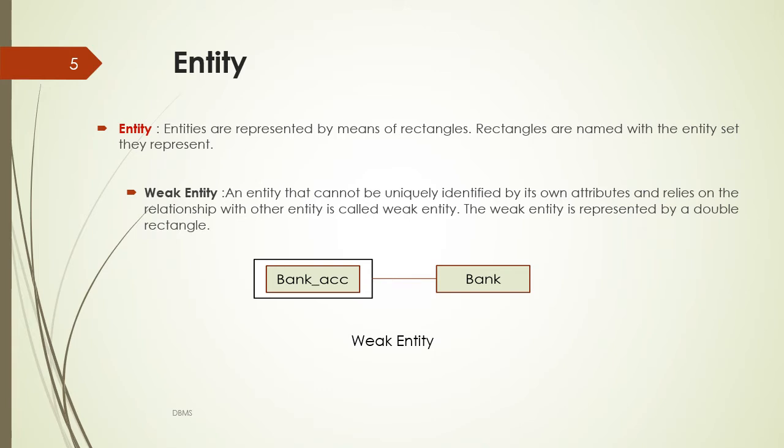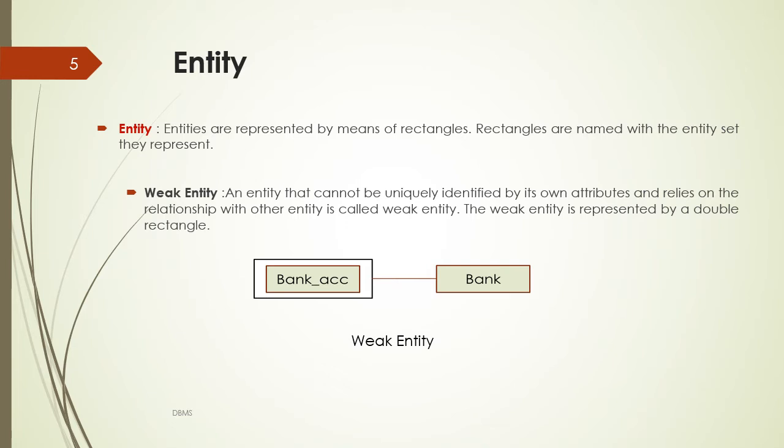Now weak entity: an entity that cannot be uniquely identified by its own attributes and relies on the relationship with another entity is called a weak entity. The weak entity is represented by a double rectangle. I have taken an example of a bank and a bank account. Bank account is an entity and bank is also an entity. Now how do you identify a bank account? For example, if you have a bank account with the number 1, 2, 3, 4 and 5, and another account with the same number 1, 2, 3, 4 and 5.